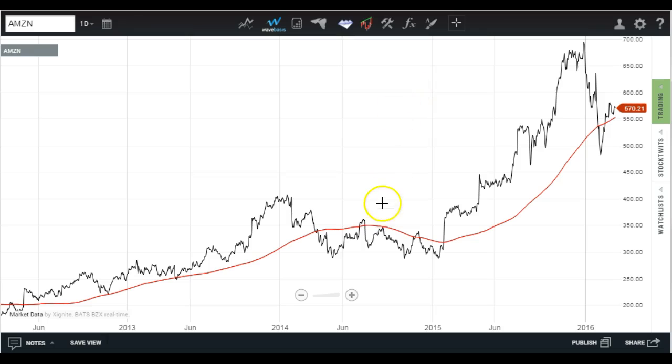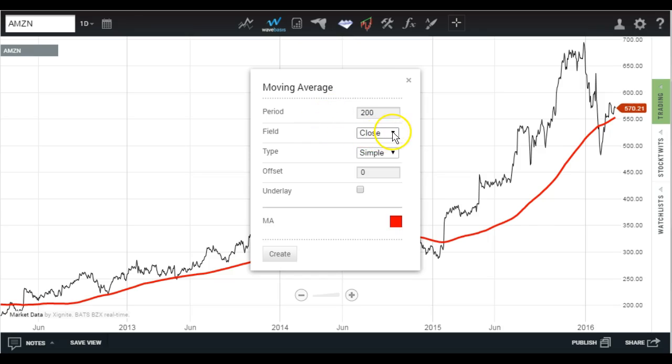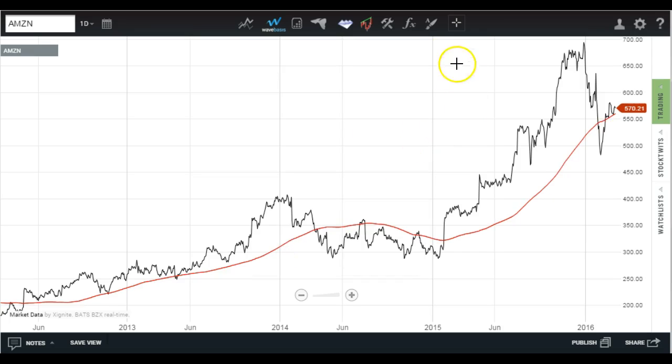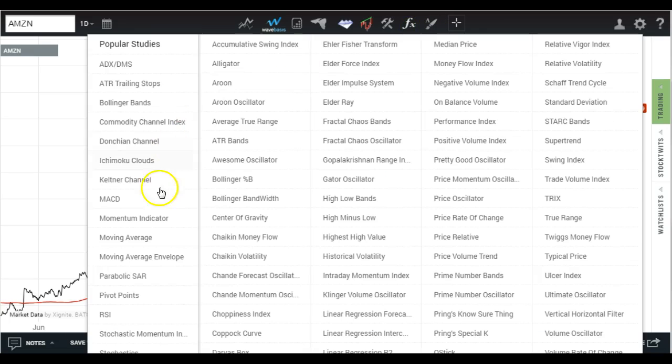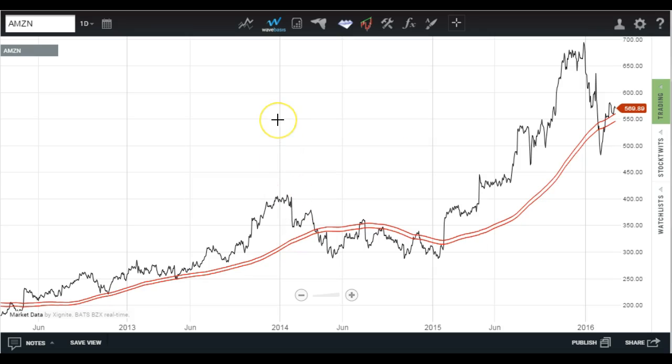So check this out. Instead of an average of the closes, I'm going to turn this into an average of the highs. And then I'm going to add another moving average, a 200-day average of the lows. Now you have sort of an envelope here.